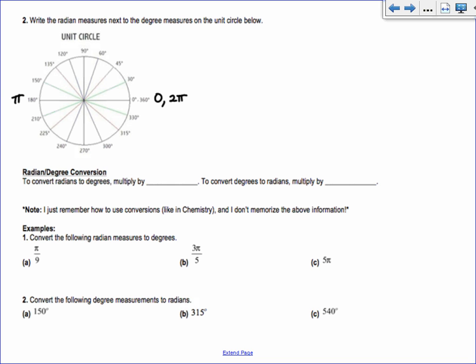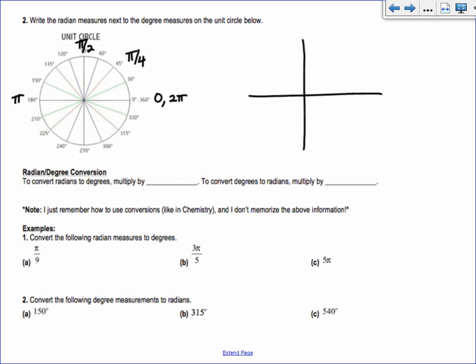So over here at 180, we had pi. At 90, we said it was pi over 2. And at 45, it was pi over 4. What's your guess for 135 degrees? What do you think its radian measure is for 135 degrees? No? So let's think about it.